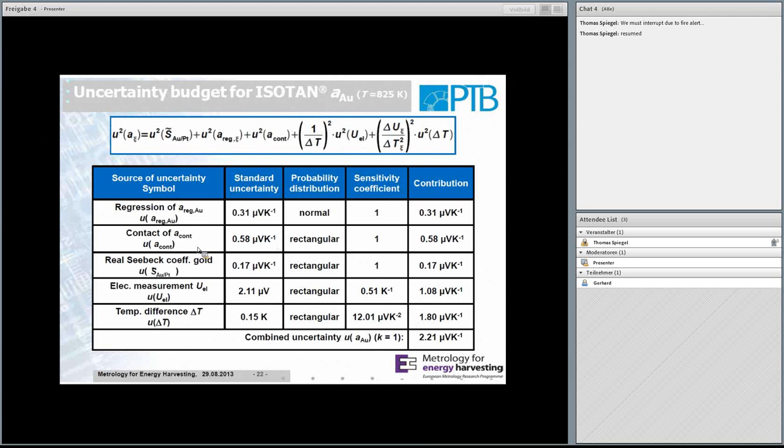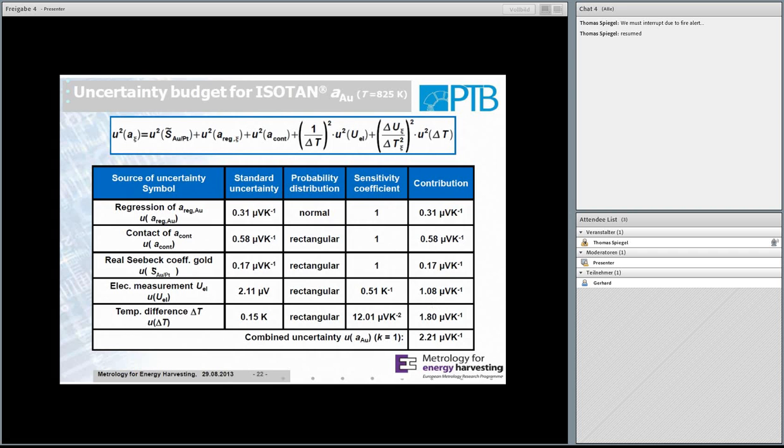Then we have the uncertainty due to the contact of the thermocouples to the sample, with 0.58 microvolts per Kelvin. Again, the sensitivity coefficient is 1. And then we have a deviation of the real Seebeck coefficient of gold platinum of 0.17 microvolts per Kelvin. Then we have an uncertainty according to the electrical measurement system, which amounts to 2.11 microvolts per Kelvin. And we have an uncertainty according to the temperature difference of 0.15 Kelvin. So then we have to calculate the sensitivity coefficients, which stand in front of the uncertainties.